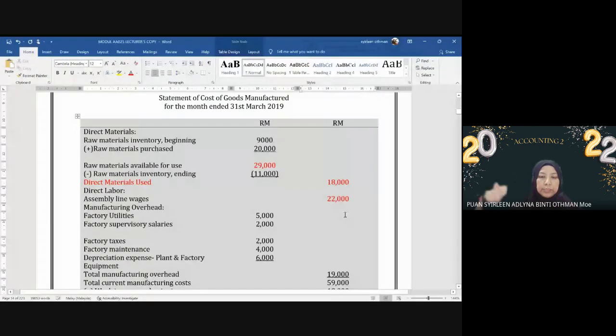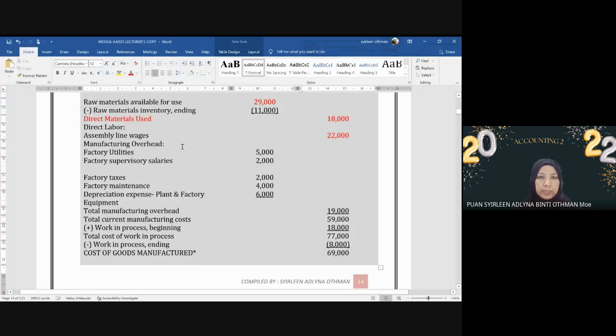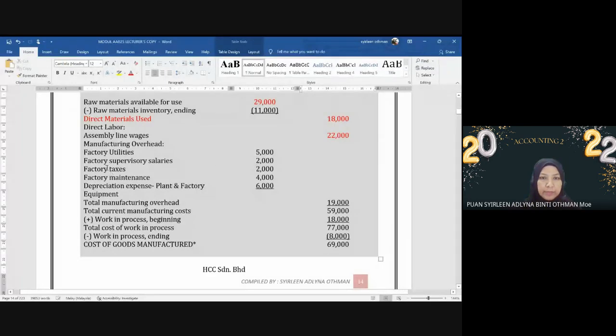So now I am supposed to list down all my manufacturing overhead. Okay, so manufacturing overhead dalam soalan tadi, kita ada factory utilities, factory maintenance, factory supervisory salaries. Lepas tu kita ada factory taxes. Yang ni typo dia lari sikit. Dah. Okay, factory taxes 2,000. Factory maintenance 4,000. Depreciation expense for the plant and factory equipment tadi 6,000. So 1, 2, 3, 4, 5 ni is actually your manufacturing overhead and the total is 19,000 here. So the total for manufacturing overhead is 19,000.